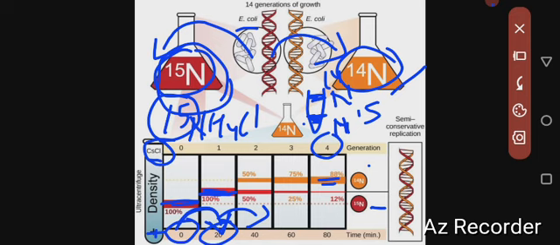Next, in generation 2, after every 20 minutes the E. coli cells are getting doubled, so you will get a 50-50 ratio: 50% N14 and 50% intermediate. As you go higher, as time passes, 40 to 60, 60 to 80, you will get more of N14. After the 4th generation, you will get 88% of N14 and only 12% of intermediate.